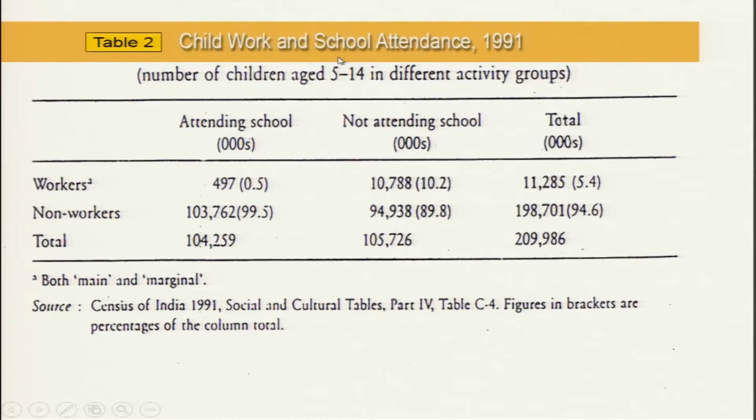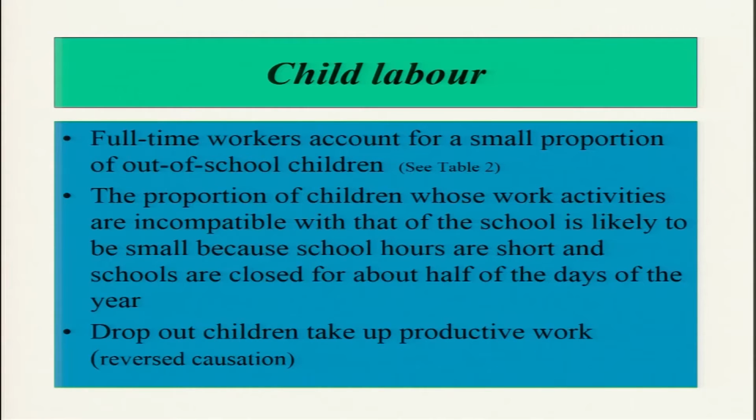This is the children engaged in different activities. Among them there are workers and non-workers. Of those who are workers, only 10% are not attending school. Among non-workers it is around 90%. So those who are working, they can attend school. Only 10% of them are not attending school. So when you say that child labor prevents a child from attending school, that is not correct.